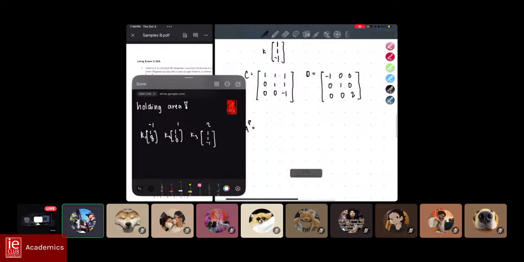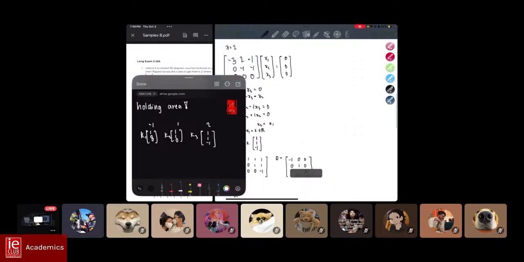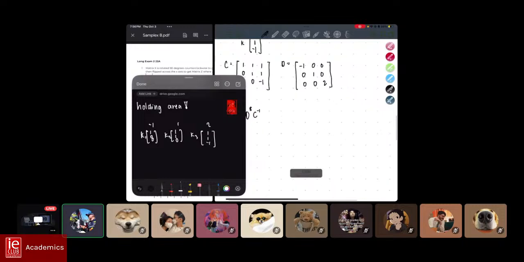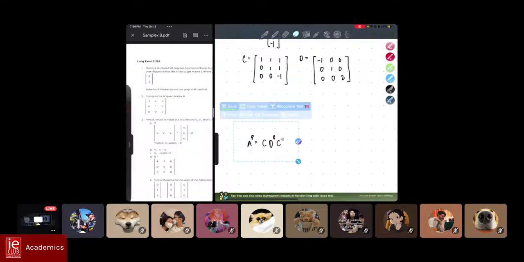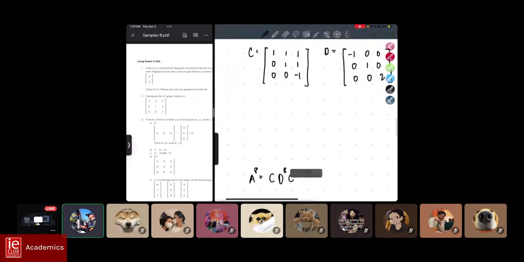So recall lang the equation we laid out kanina, which is C, D raised to 8, and then C inverse. The last thing we have to look for pala, before this, sorry, is C inverse. And we can do that using a method from LE1.